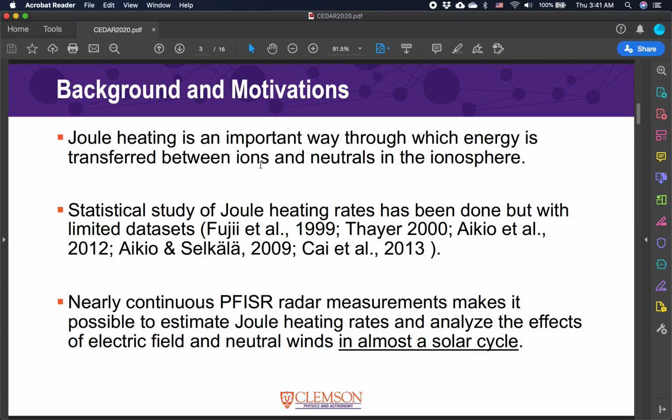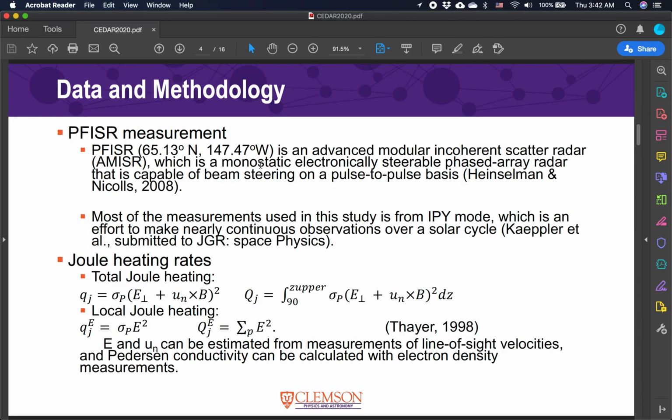Joule heating is an important way through which energy is transferred between ions and neutrals in the ionosphere. So, studying Joule heating can help us understand the coupling between the ionosphere and thermosphere. However, statistical studies of Joule heating rates have been done with only limited data sets. So, the nearly continuous FPISR radar measurements make it possible to estimate Joule heating rates and analyze the effects of electric field and neutral winds over almost a solar cycle.